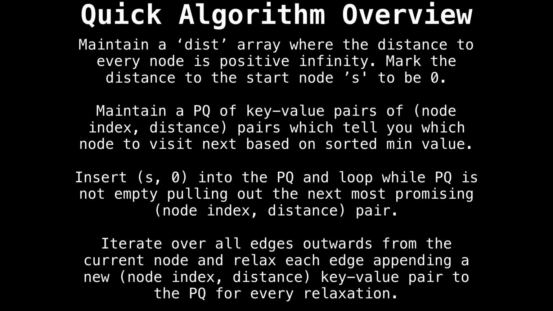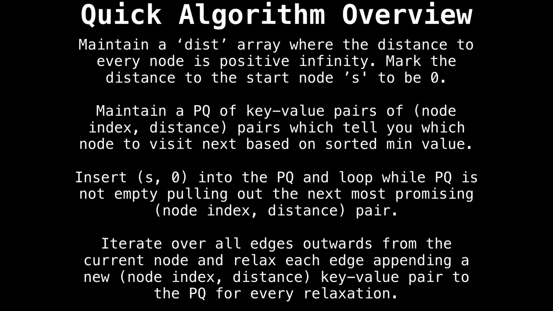At a high level, these are the steps required in executing Dijkstra's algorithm. Note that there are two bits of information we'll need. The first is an array called dist that keeps track of the shortest distance to every node from the start node. Initially, this array can be populated with a value of positive infinity, except for the index of the starting node, which should be initialized to 0.